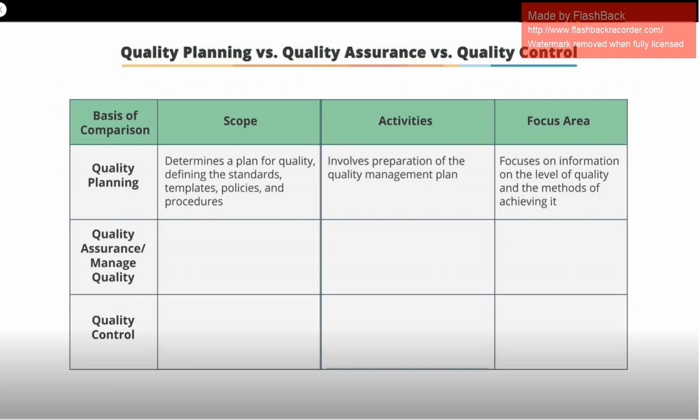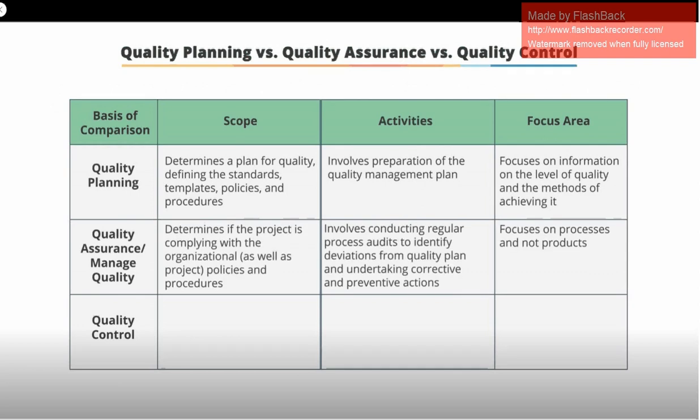It's the aim of the quality assurance managed quality activities to ensure that the activities planned under quality planning get executed from the project. It's the task of quality assurance to determine if the project is complying with the organizational as well as project policies and procedures. This is ensured by conducting regular process audits to identify deviation from what is planned in the quality management plan. These audits are generally done by the quality department of the organization. Quality assurance focuses on the process, not on the specific products.